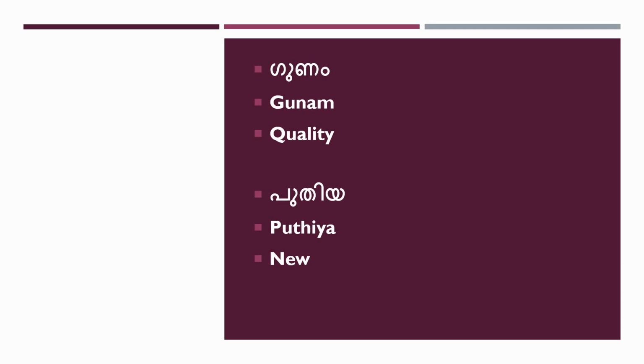So next one is gunam. Gunam means quality. Next is pudiya. Pudiya means new. So those were 10 examples using the vowel diacritic oo. So now you know how it is written and how to read it when it comes in a word.